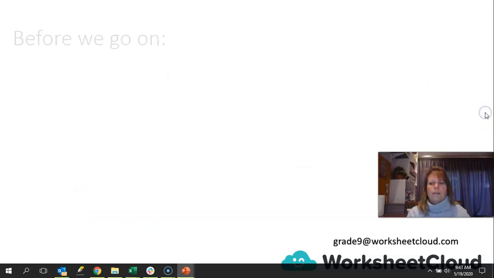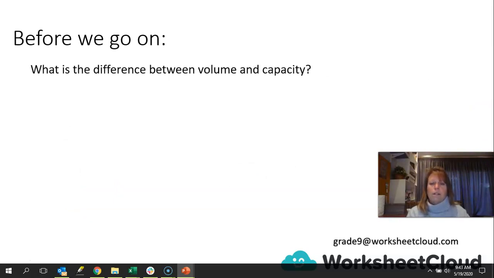Okay, right. Now, before we go on, there's some conversions that we need to look at. So, what is the difference between volume and capacity? Well, volume is the amount of space that something takes up, and the capacity is the amount that something holds.